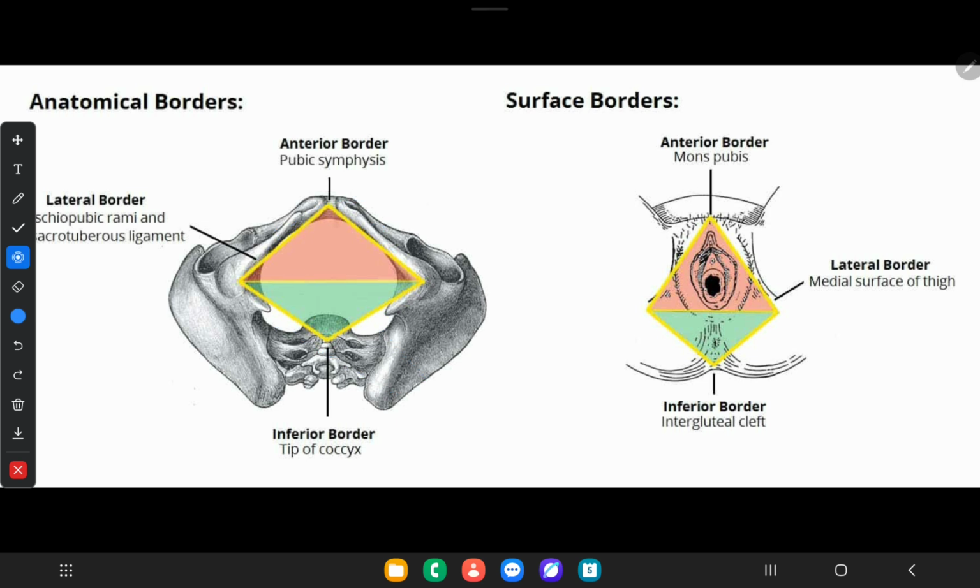When we talk about the subdivisions, the perineum is divided into two parts: the anterior triangle and the posterior triangle. It is divided by an imaginary line drawn across the two ischial tuberosities. The anterior triangle is known as the urogenital triangle, and the posterior triangle is known as the anal triangle.